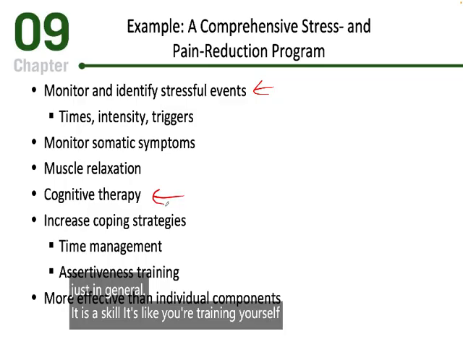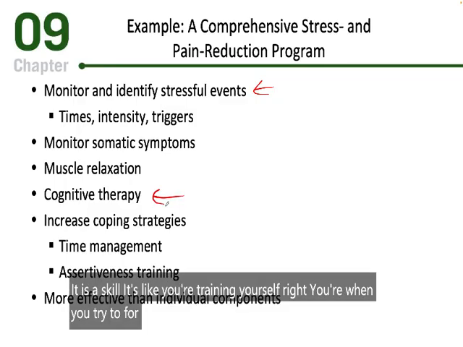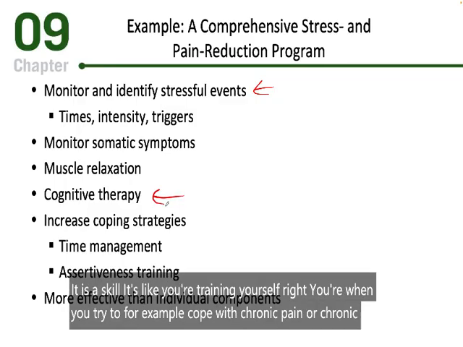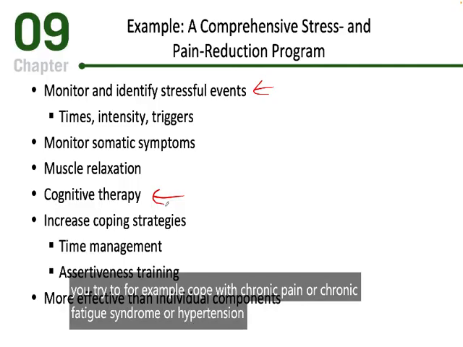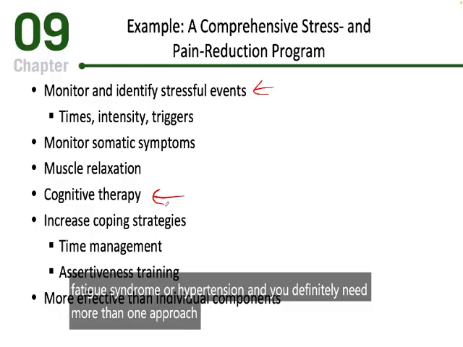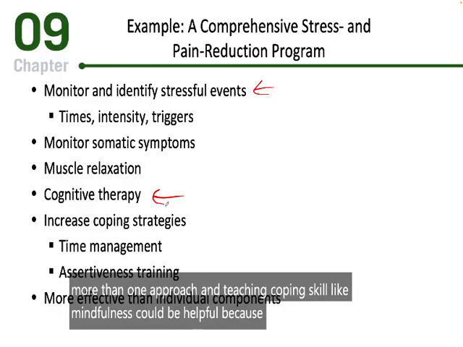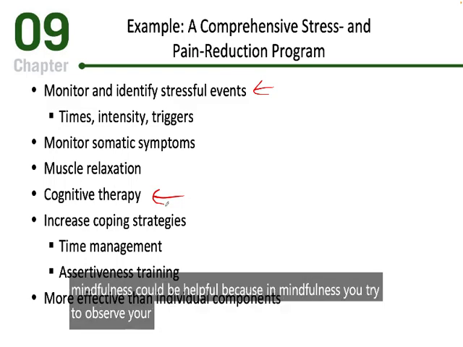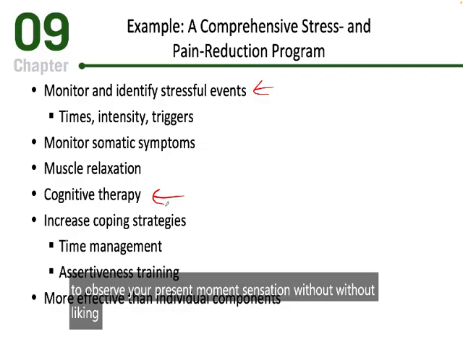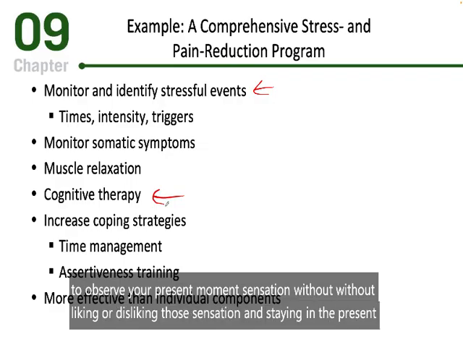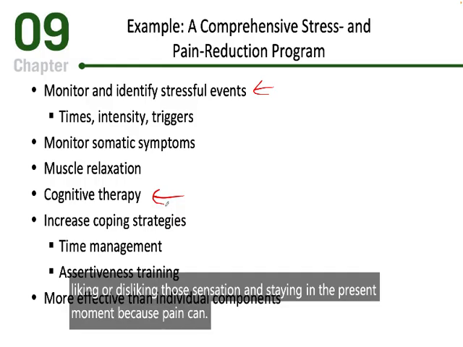When you try to, for example, cope with chronic pain or chronic fatigue syndrome or hypertension, you definitely need more than one approach. And teaching a coping skill like mindfulness could be helpful, because in mindfulness you try to observe your present moment sensation without liking or disliking those sensations, and staying in the present moment, because pain can be associated with the future goals.